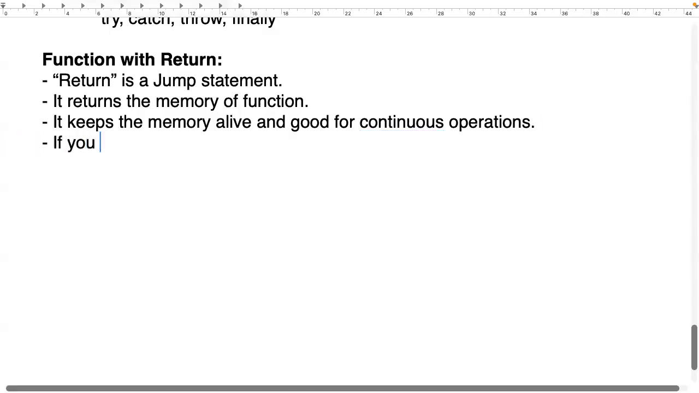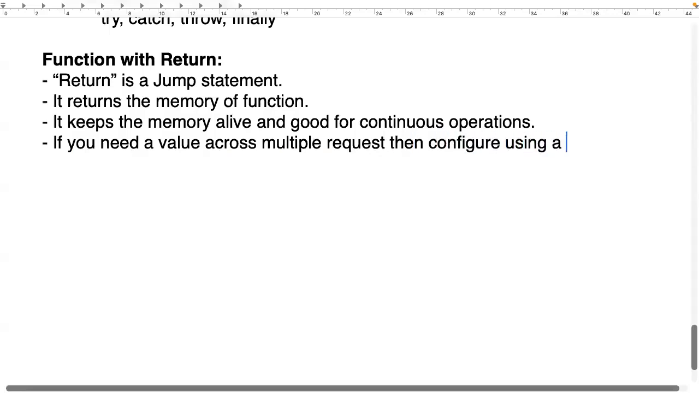So if you need a value across multiple requests, then configure it using a function with return. You can define it by using a function with return. These are the key points you should know.